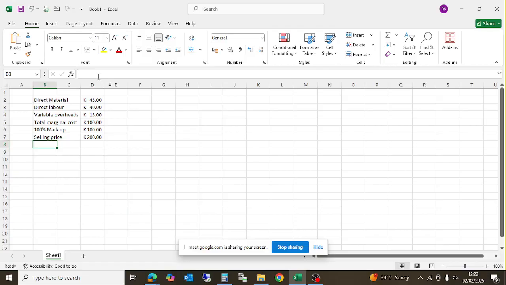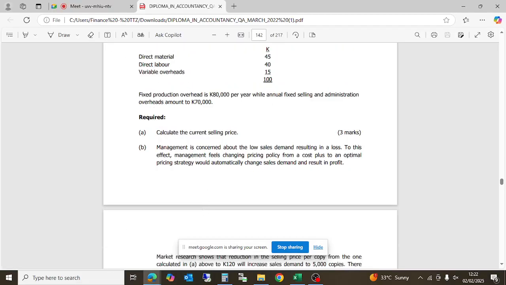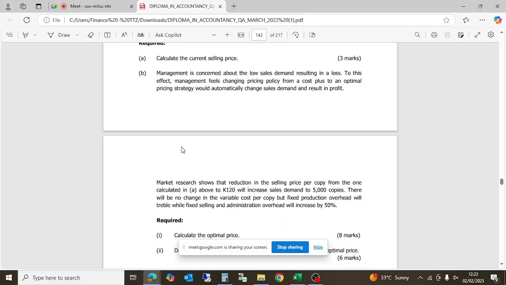What I want us to talk about, the main thing, is B. Let's begin. Management is concerned about the low sales demand resulting in a loss. To this effect, management feels changing pricing policy from a cost plus to an optimal pricing strategy would automatically change sales demand and result in profit.